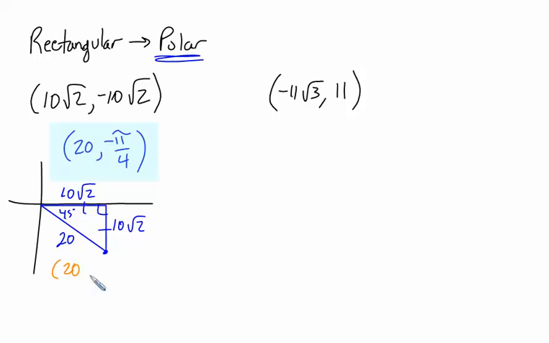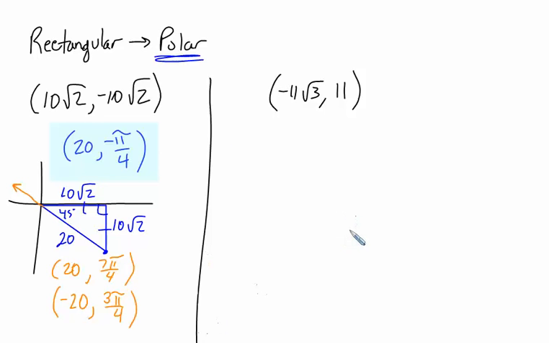You could also call this 20 comma 7 pi over 4. That would be in the same spot. We can even use a negative radius. Now a negative radius would mean that we're going in this direction for the angle, but backwards because of the radius. So we could say negative 20 comma 3 pi over 4, and that would give us the same point. More than likely, on average, I would just be looking for one way to represent the given point.